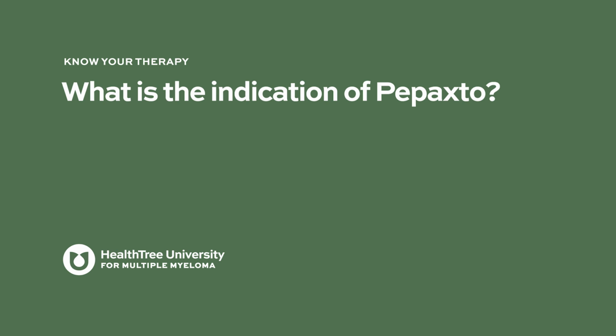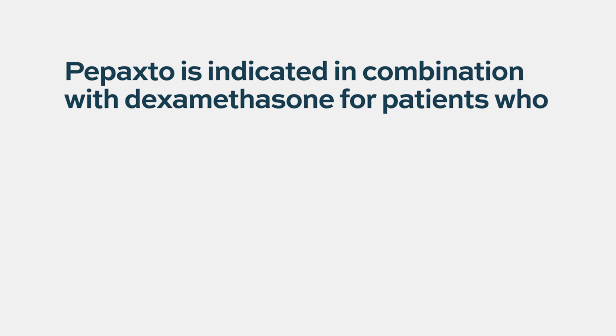What is the indication of Pepaxto? So the FDA indication, or label, if you will, for the accelerated approval of melphalan flufenamide with dexamethasone are patients who have relapsed multiple myeloma, and importantly, they have to have received 4 prior lines of therapy for their multiple myeloma.